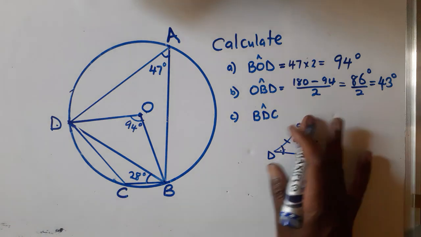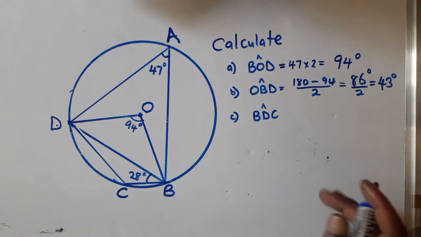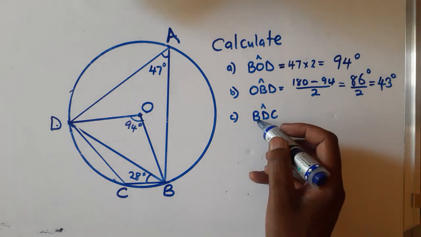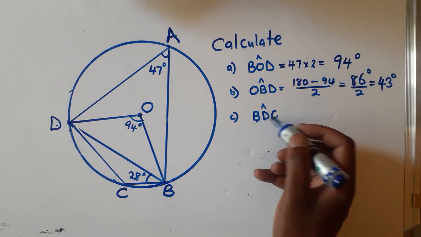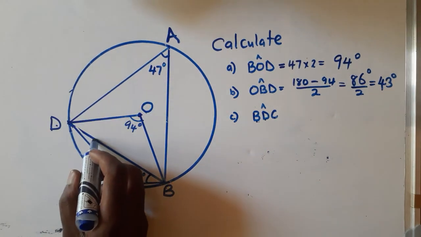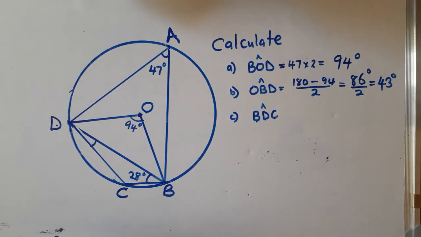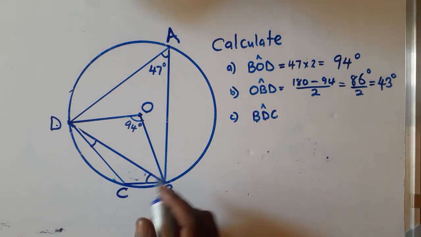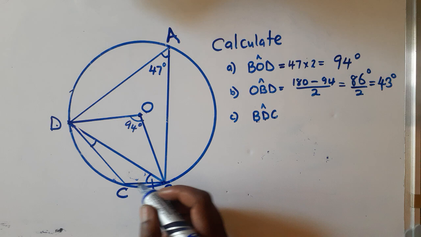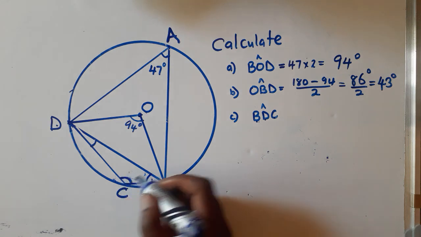What about the last one? We want BDC. This is the angle that we want. You need to know that this angle here is 28. We can also find this other angle. How do we find it?